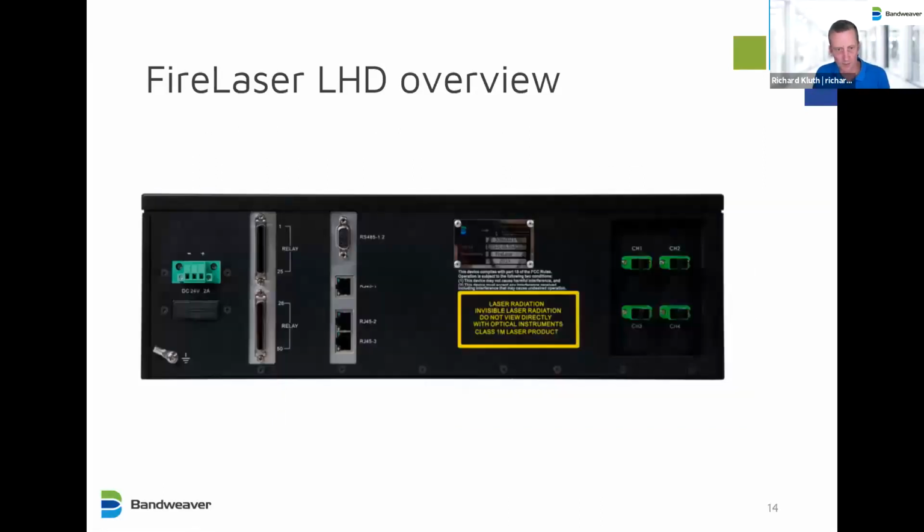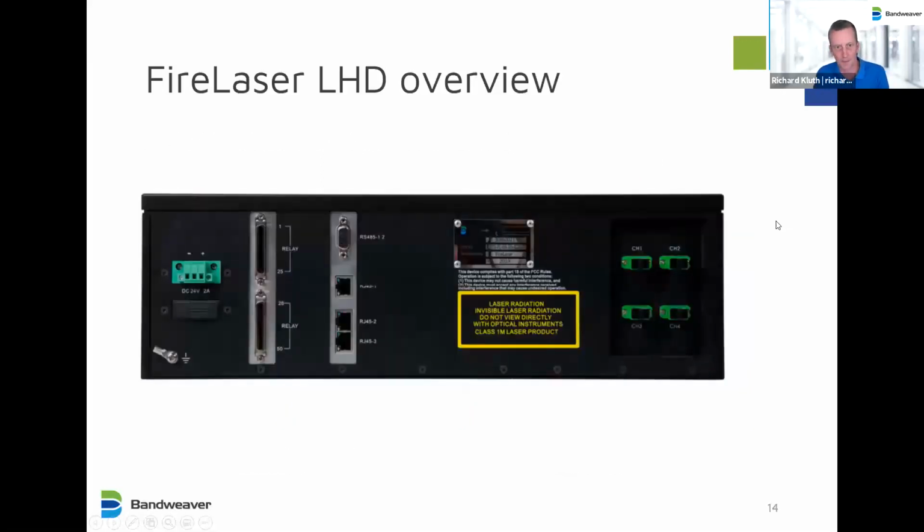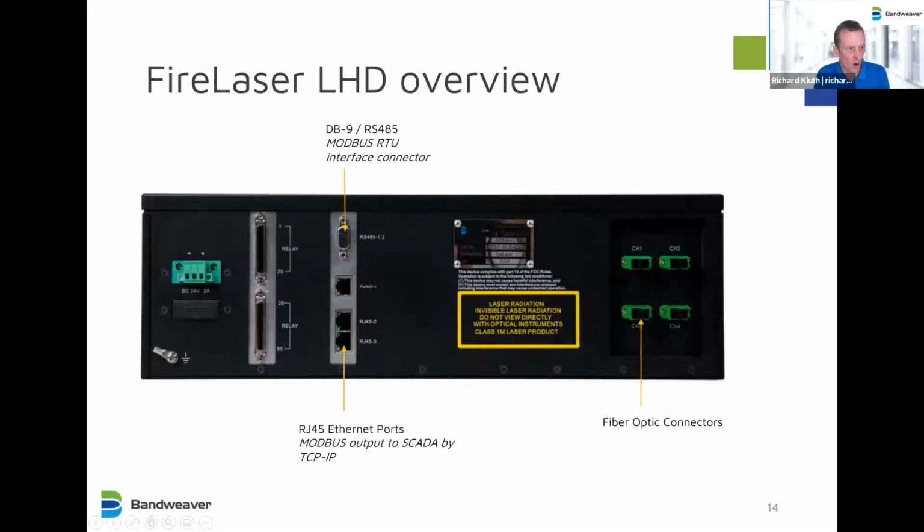It has a lockable access panel with additional features, but this is only available to authorized personnel. Just to say, you can have up to 4 channels per unit, 10 kilometers in range. So a unit like this can measure up to 40,000 sensing points. If we look at the back panel, we can see those are the 4 optical connectors. These are simple push connectors known as E2000. We have the Ethernet and serial ports for the Modbus connectivity, the relay connectors for interface with the fire control panel, and the power supply, 24-volt DC, often supplied through the fire control panel.